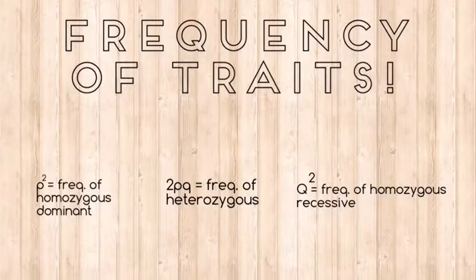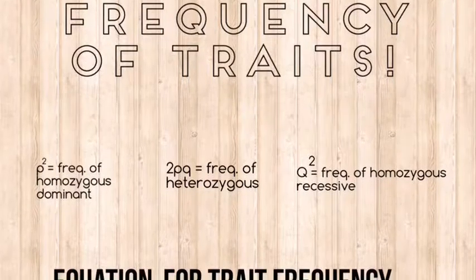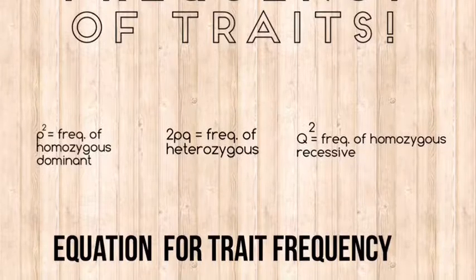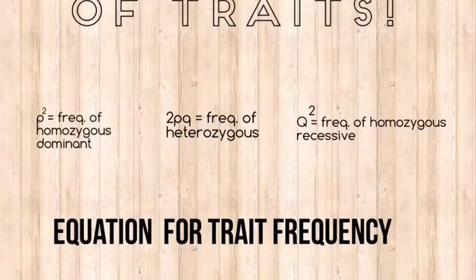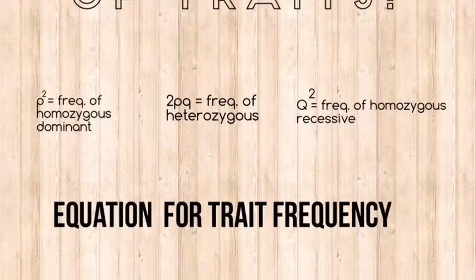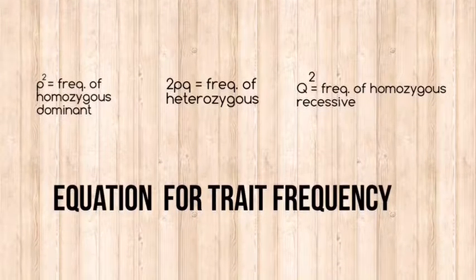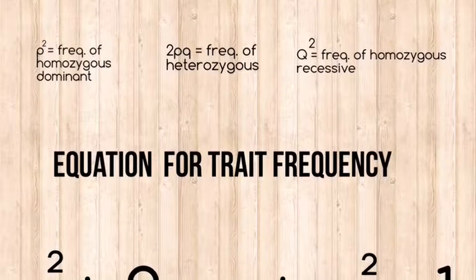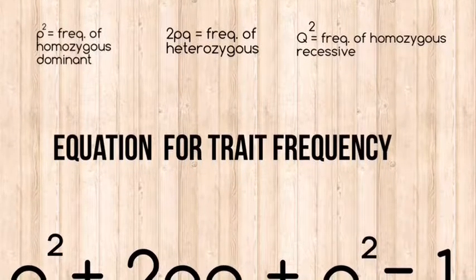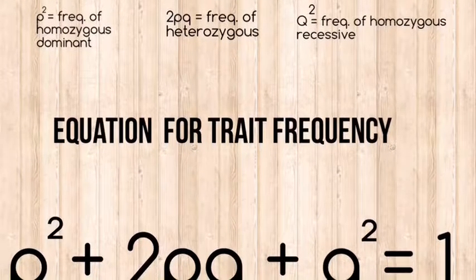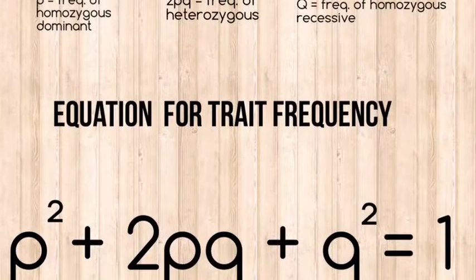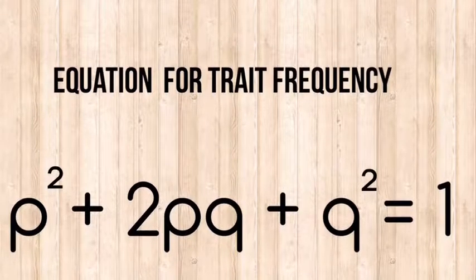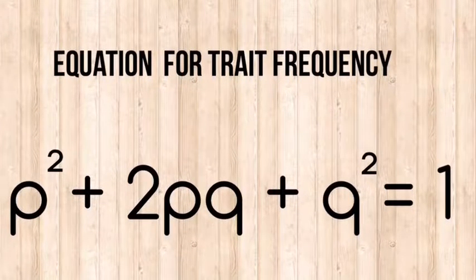Now we can actually get to the equations to determine the frequency of traits. p squared means the frequency of homozygous dominant. 2pq means the frequency of heterozygous, and q squared equals the frequency of homozygous recessive. Now, the actual equation for trait frequency: p squared plus 2pq plus q squared equals 1.